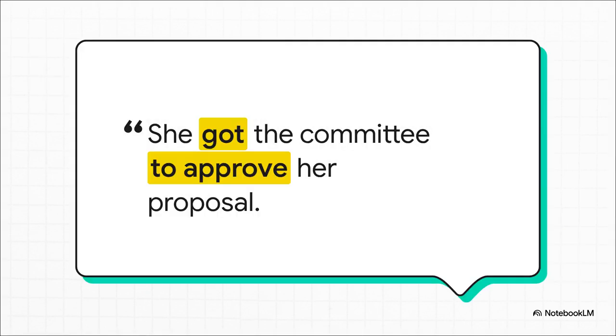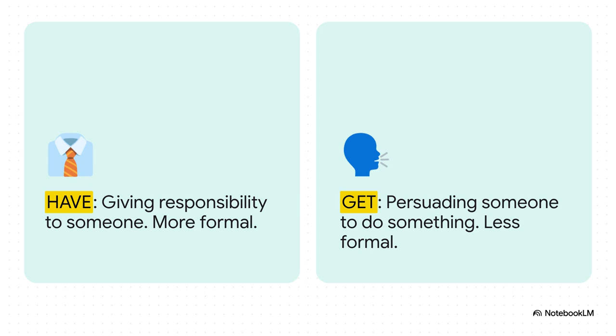It tells us the committee wasn't an automatic yes. She had to work for it, convince them, persuade them. She got them to approve it. That little word to carries a lot of meaning there. So let's just put these two side by side for a second. Have is about assigning a responsibility, and it sounds a little more formal.